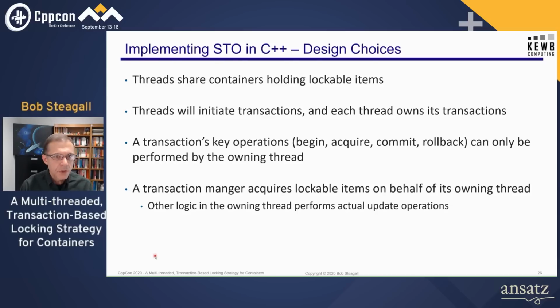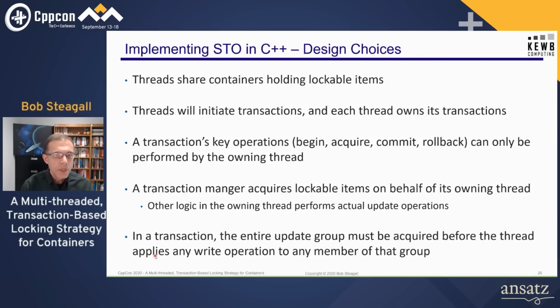The transaction manager acquires the lockable items, it locks them on behalf of the owning thread, and then other logic, the business logic that actually does the process of determining the update group and updating the update group, is part of code that lies outside the transaction manager. In any transaction, we have to acquire all of the members of the update group before you can do any write operation to any member of the group, because we may need to write to every element of the update group.